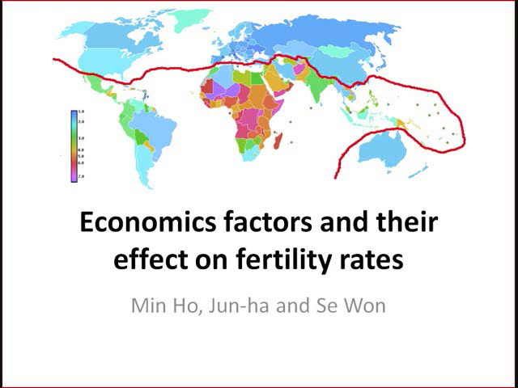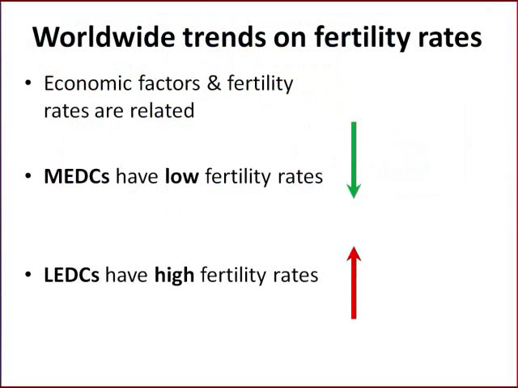This presentation is about economic factors and their effects on fertility rates. As you can see from the picture above, southern areas have a higher fertility rate per woman, while northern areas have a lower fertility rate. Economic factors and fertility rates are related to each other.